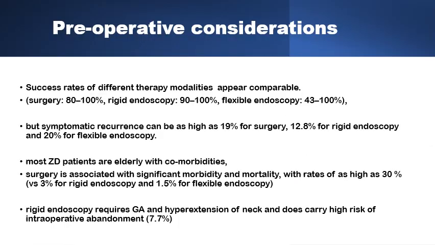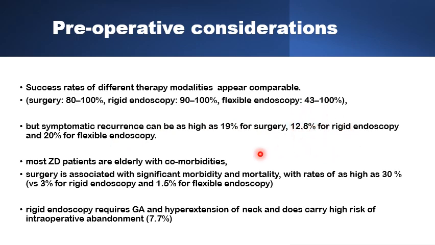Which treatment modality you may need? These are the preoperative considerations. Now, success rates for the different modalities, the open surgery, the rigid endoscopy, or the flexible endoscopy, are very comparable. But the recurrence rates are different. They are as high as 19% for open surgery and 20% for flexible endoscopy, but much lower for rigid endoscopy.